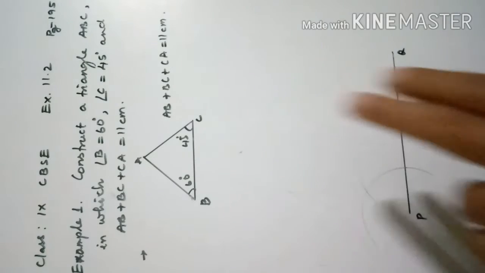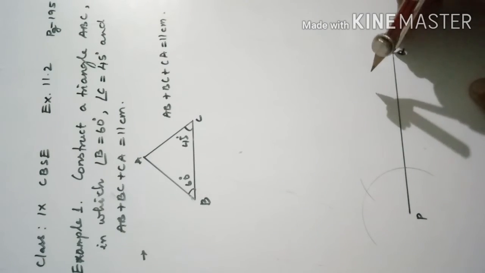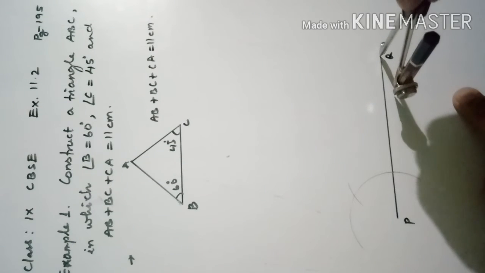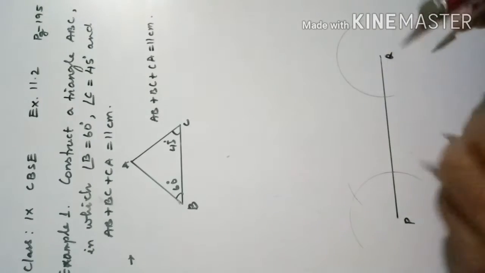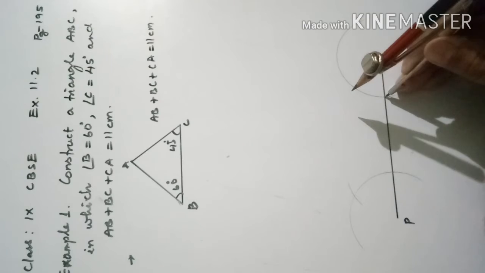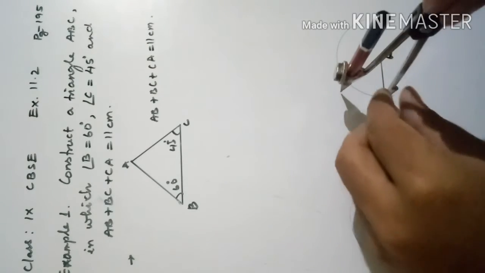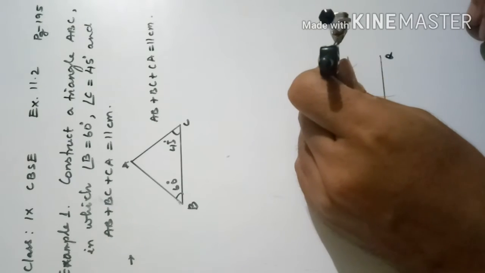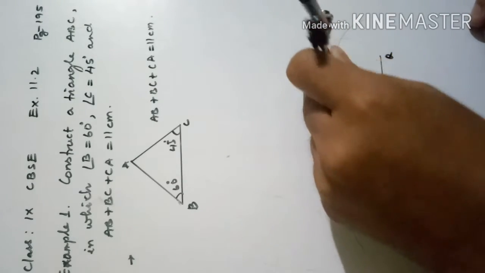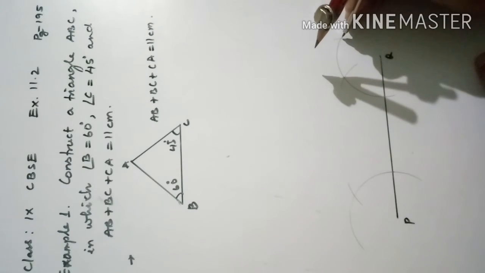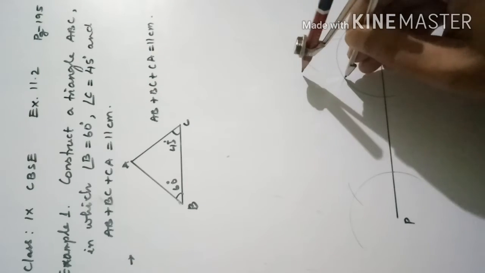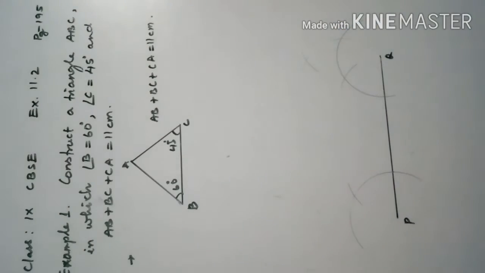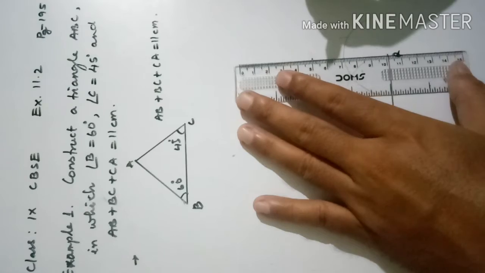Similarly, at C, how much now? 45 degrees. So at Q you have to draw 45 degrees. How to draw 45? Half of 90. First you draw 90 degrees. From this point, draw one arc. Again from this point, one arc. Then again from this point, draw one arc. Again from this point, draw one arc. Okay, now the 2 arcs are meeting here. Here you have to draw 90 degrees.